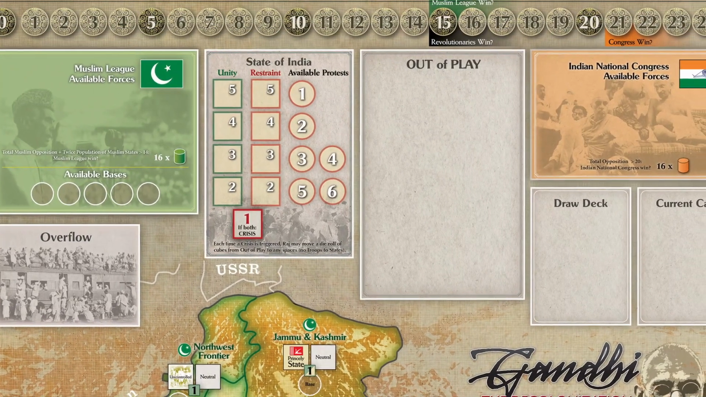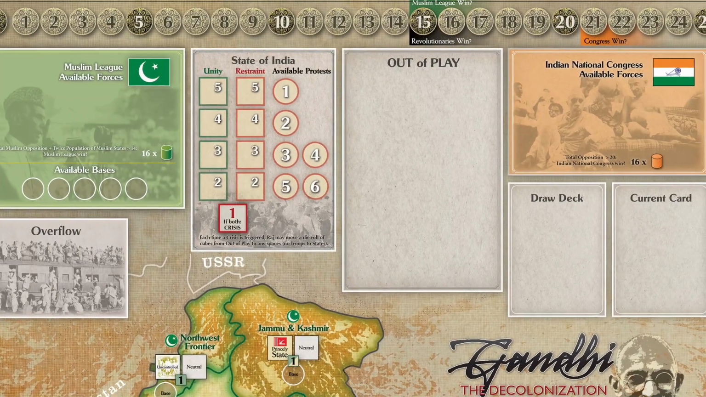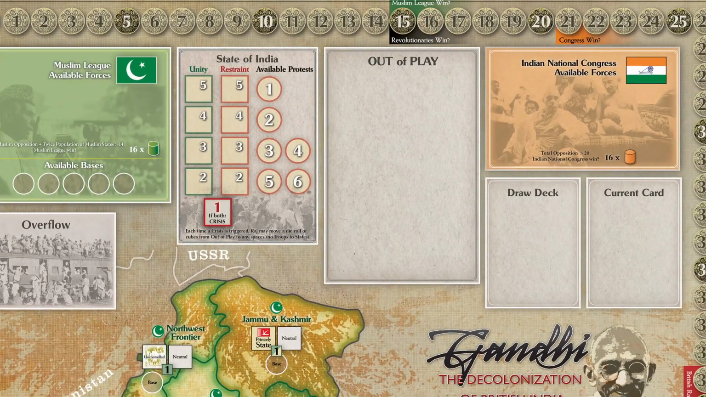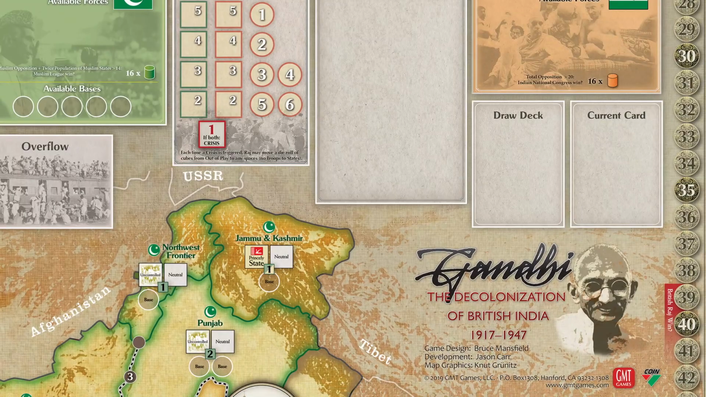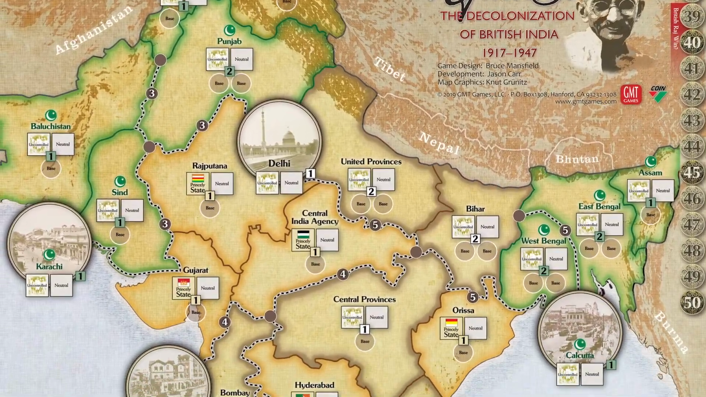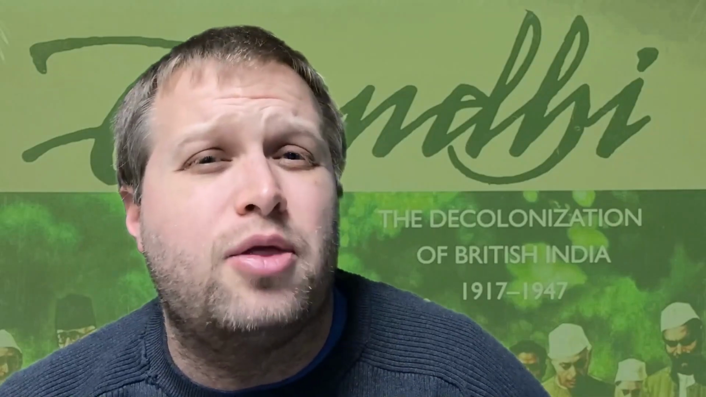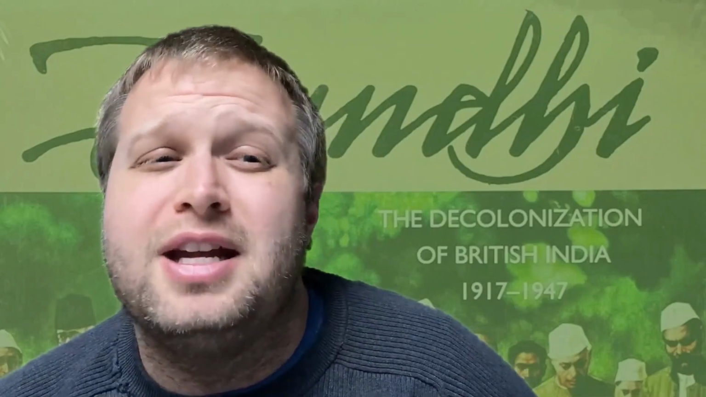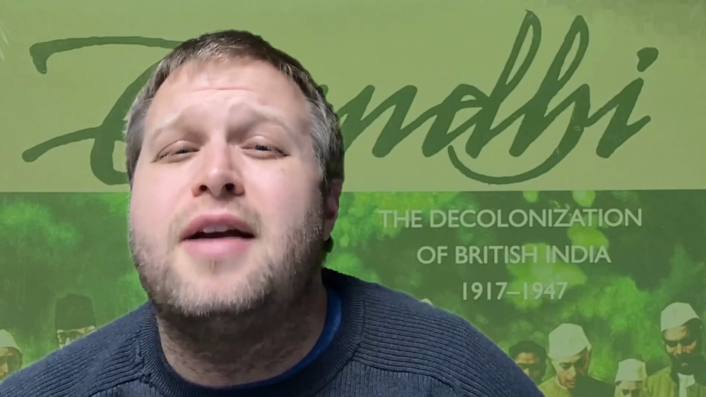This game can set up discussions on many 20th century topics: Gandhi and nonviolent protest, the complex dynamics of societies where the political goals of different groups do not align, decolonization around the world, the partition of India and Pakistan. These are just a few of the discussions that can be had after playing this game.